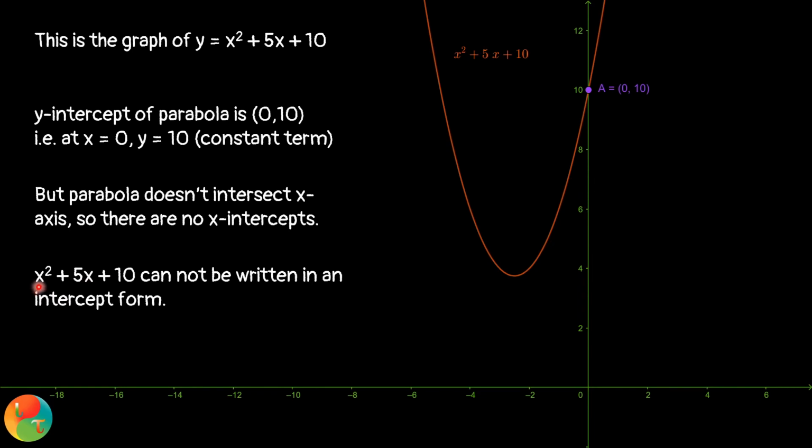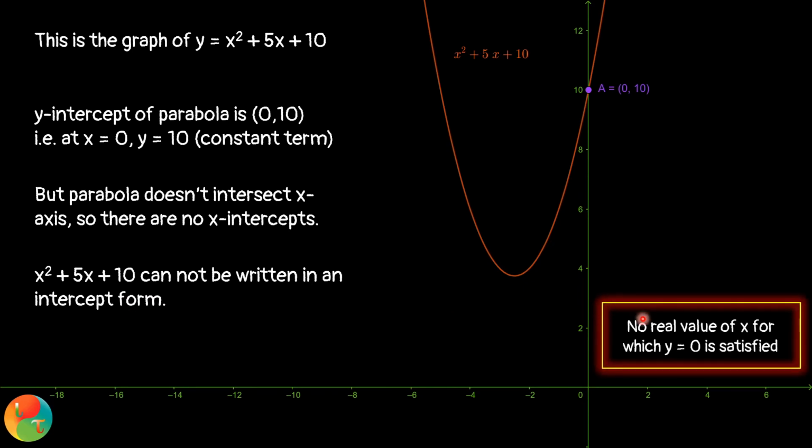In short, we can say that x square plus 5x plus 10 cannot be written in an intercept form, since there are no real values of x for which equation y is equal to 0 is satisfied. So this was an example in which we were not able to convert a quadratic polynomial written in the standard form to the intercept form. And the only reason for that is that this quadratic polynomial does not possess any real solutions.